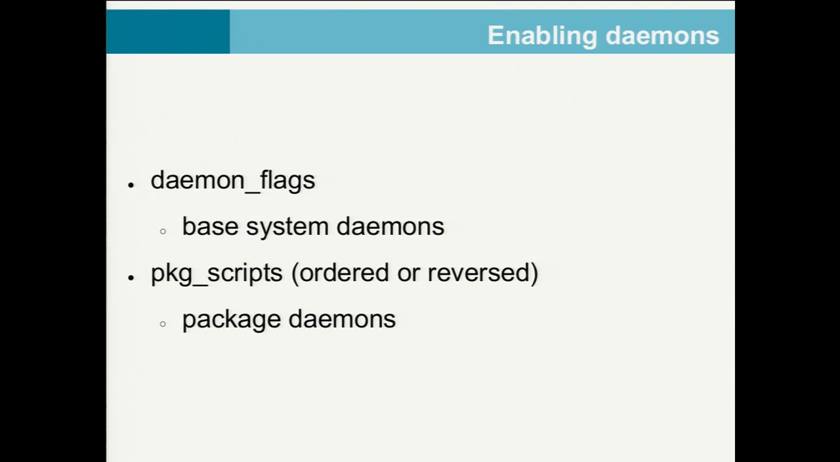So the way we enable daemons is the traditional way for the base system daemons. That didn't change. It's just foobar_flags. For package scripts, we also use foobar_flags to append flags to the daemon we want to start. But to actually start the daemon, so to tell the OS that we want to start that daemon, we have to append it to a variable called pkg_scripts, which is located in rc.conf. All the scripts that are listed in the pkg_scripts variable will be run in order on start and in reverse order on stop.